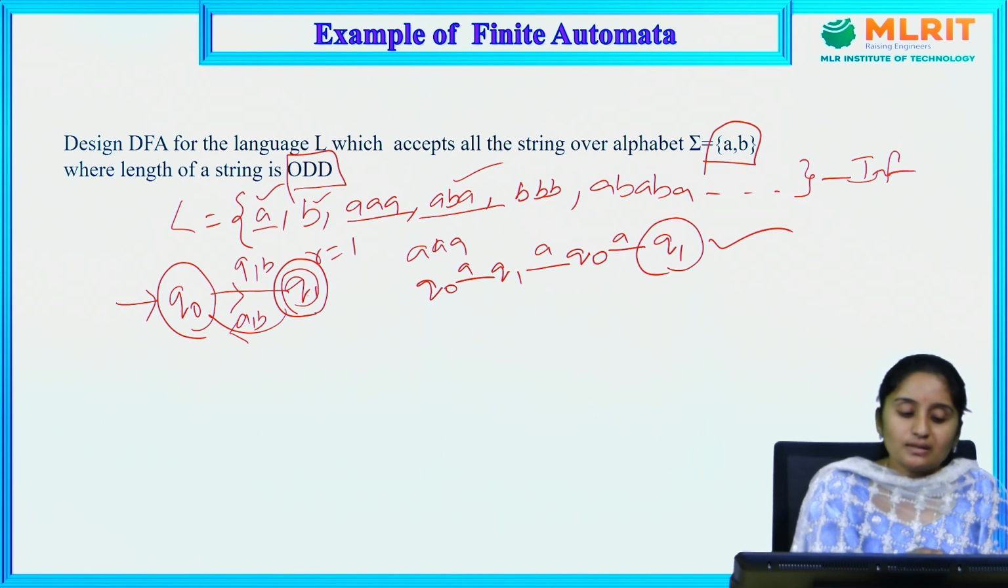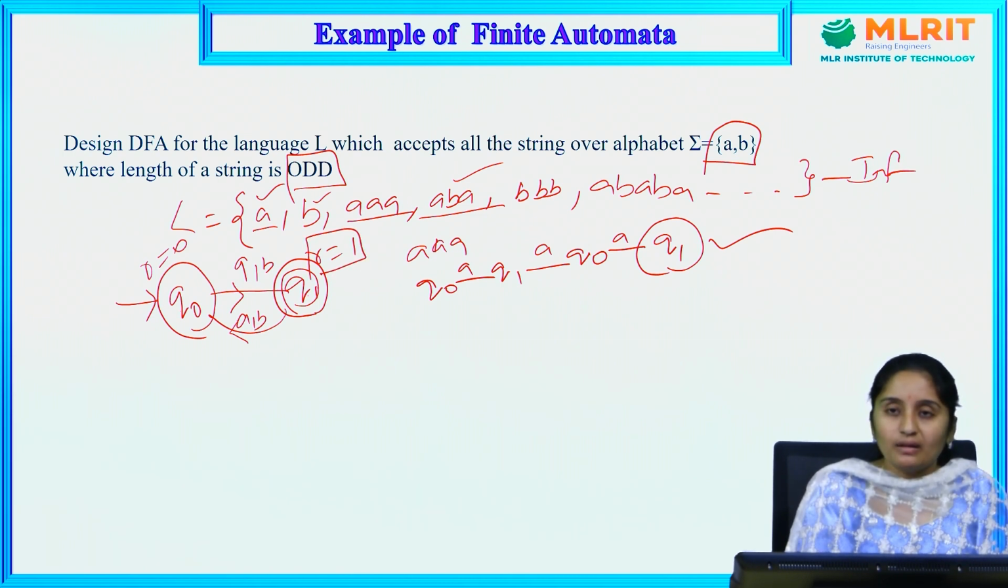So this is the difference between even and odd. If we have even, Q0 will be the final state. If it is odd, Q1 will be the final state. So this is about the length, and even and odd functions. Examples. Thank you.